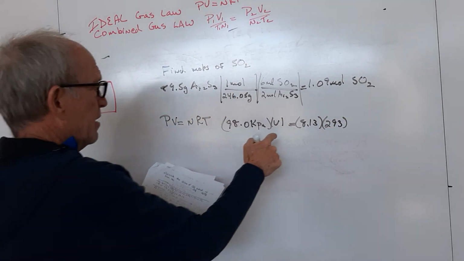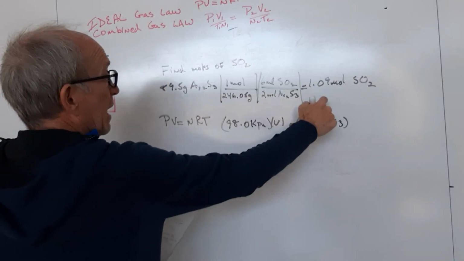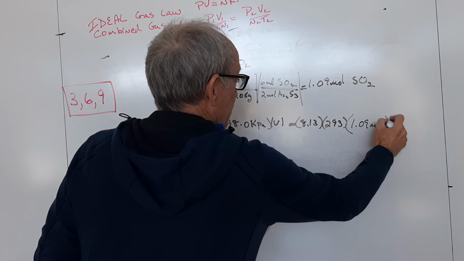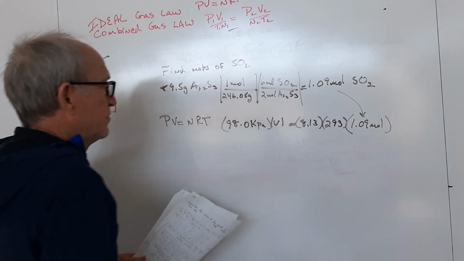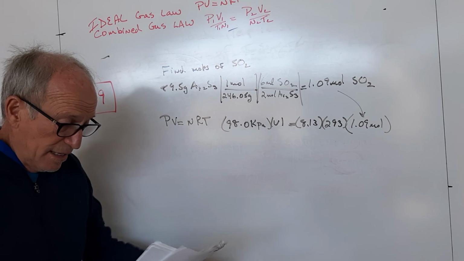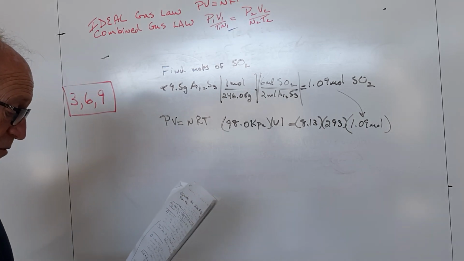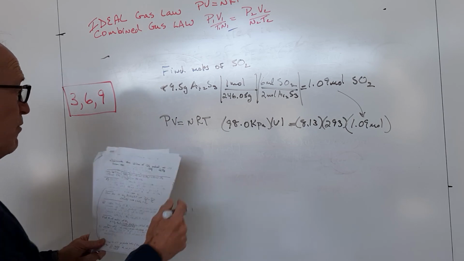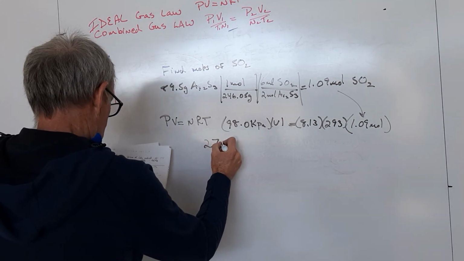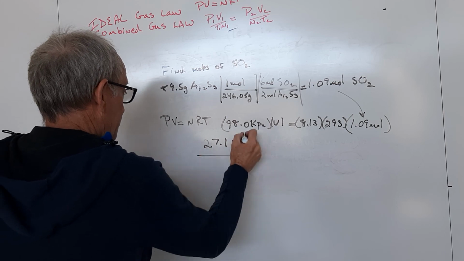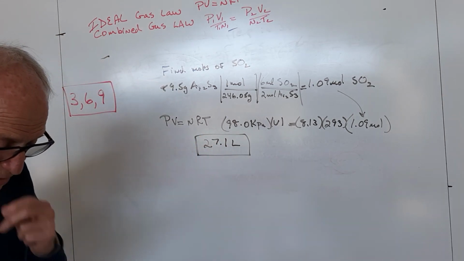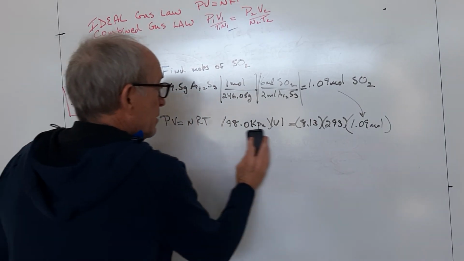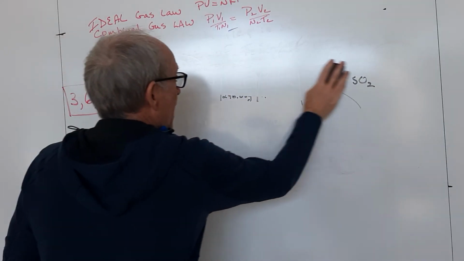PV, I need an n. Where's my n? I forgot my n. Well, my n I get from right here, so that's 1.09 moles. And now I can just solve for V. If I do it correctly, I get 1.09 times 8.31 times 293 divided by 98. Beautiful. 27.1 liters. Okay, beautiful.